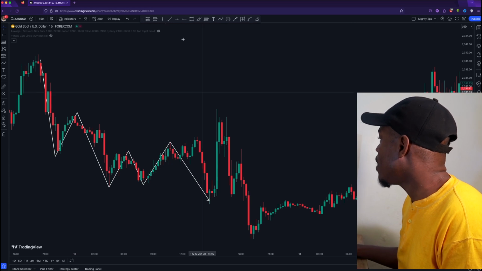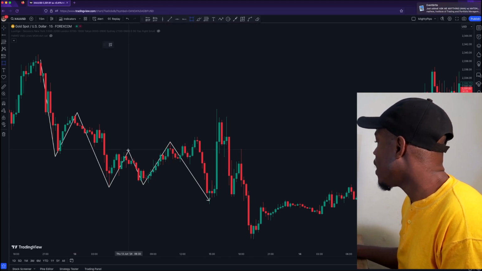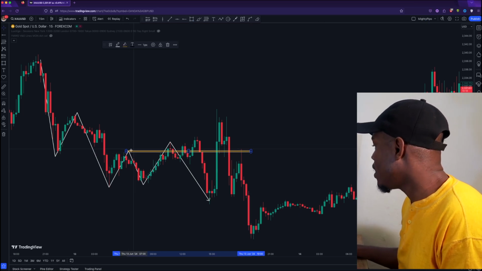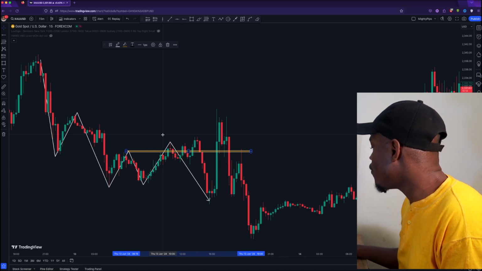When the market pulls back here, this is the high, okay? This is the high that was broken. This one is the high that has been broken here, okay? So you're waiting for some sort of a pullback.